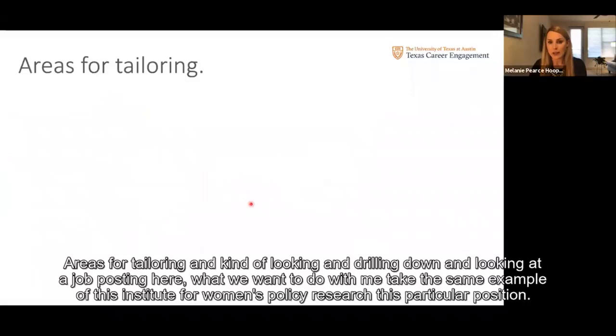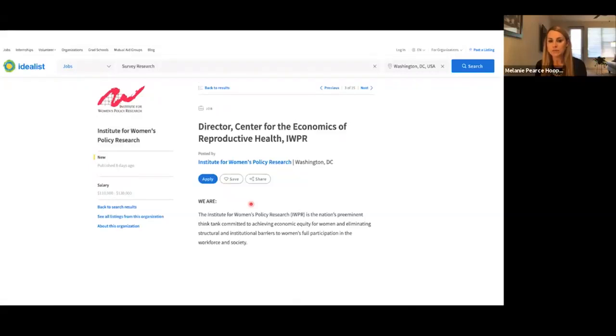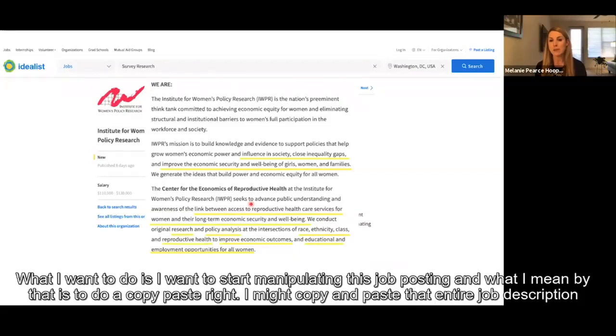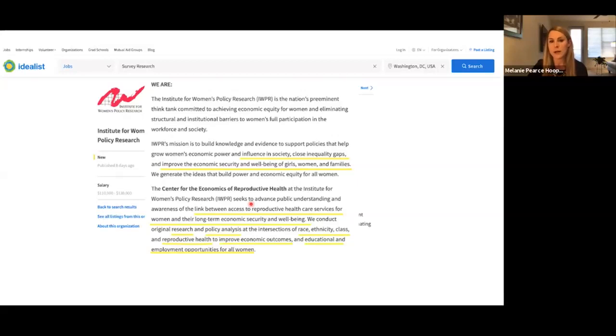Now, areas for tailoring, and kind of drilling down and looking at a job posting. Here, I'm going to take the same example of this Institute for Women's Policy Research, this particular position. What I want to do is start manipulating this job posting. And what I mean by that is to do a copy paste, right? I might copy and paste that entire job description and put it in a Word doc or in a Google Doc, wherever I can manipulate it by underlining, highlighting, bolding, italicizing. I want to start choosing keywords that I really want to focus on.